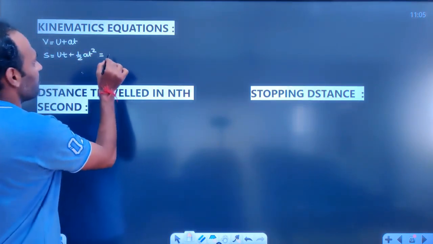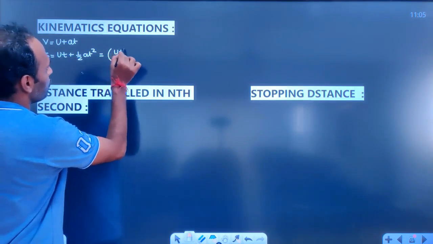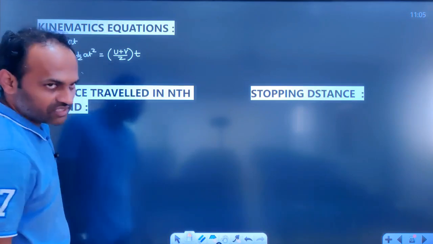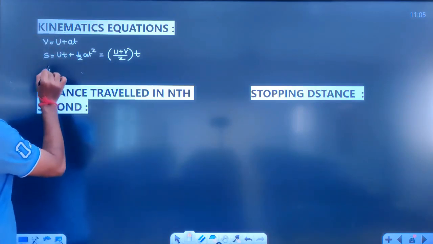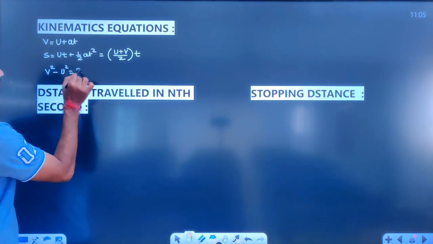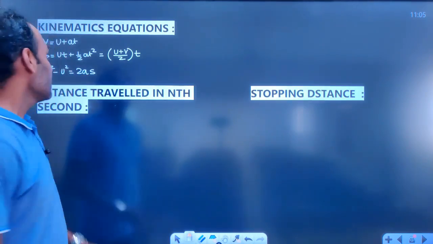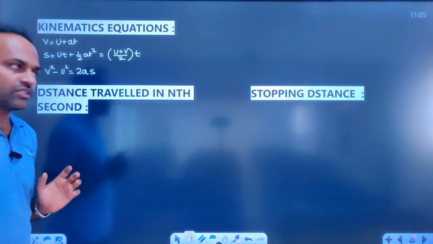So the distance can also come in terms of average velocity, S is equal to (U plus V by 2) into T. In this way also we can calculate the distance. And the last one is V square minus U square is equal to 2AS, right? So these are the kinematic equations.